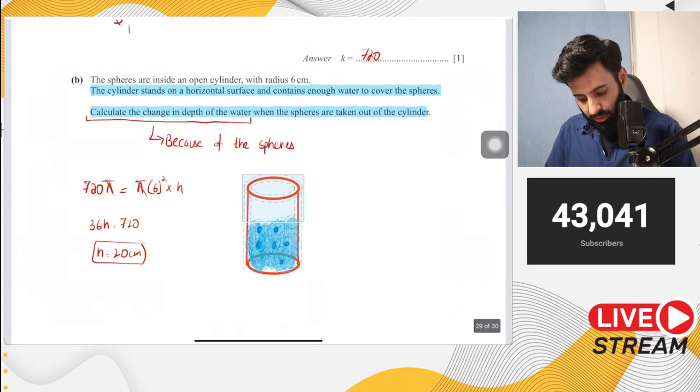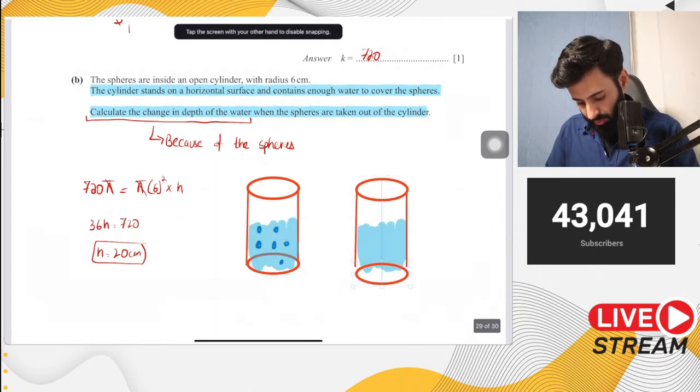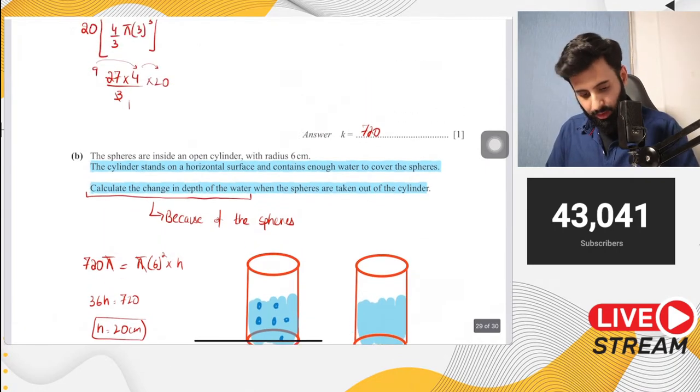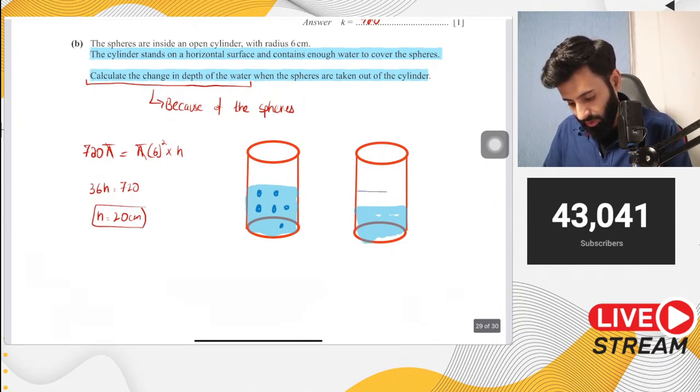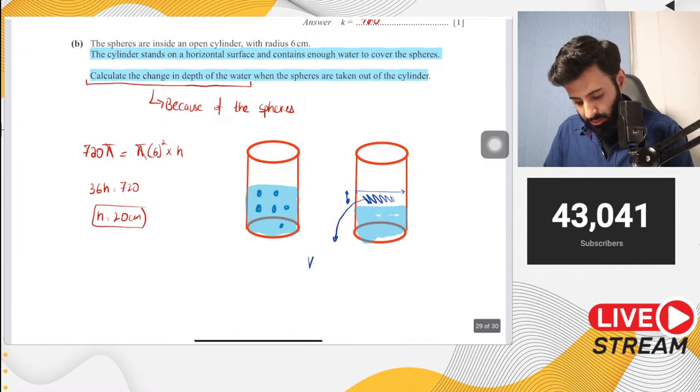So after you've taken out the spheres, the depth of the water will decrease. Previously, let's say this is what the depth of the water was; let me draw this again. Now obviously when you take out the spheres, the depth of the water will go down. So let's say that this is the new depth of the water. The change that you see that has occurred is basically equal to the volume of 20 spheres.